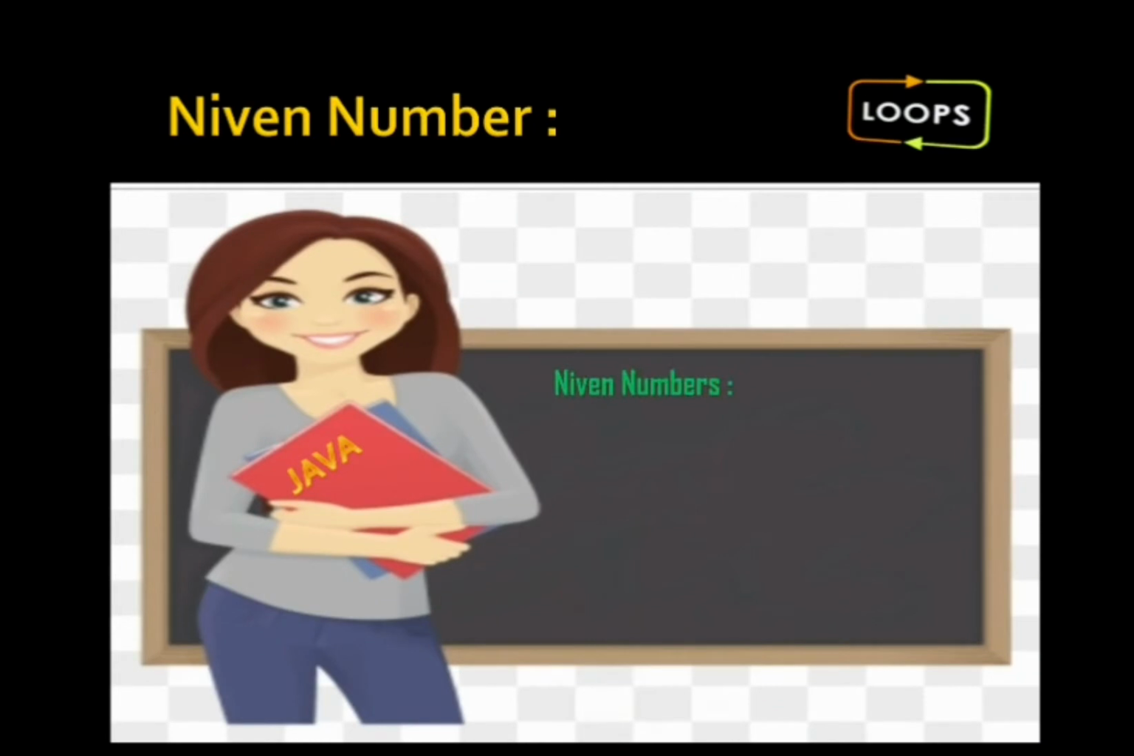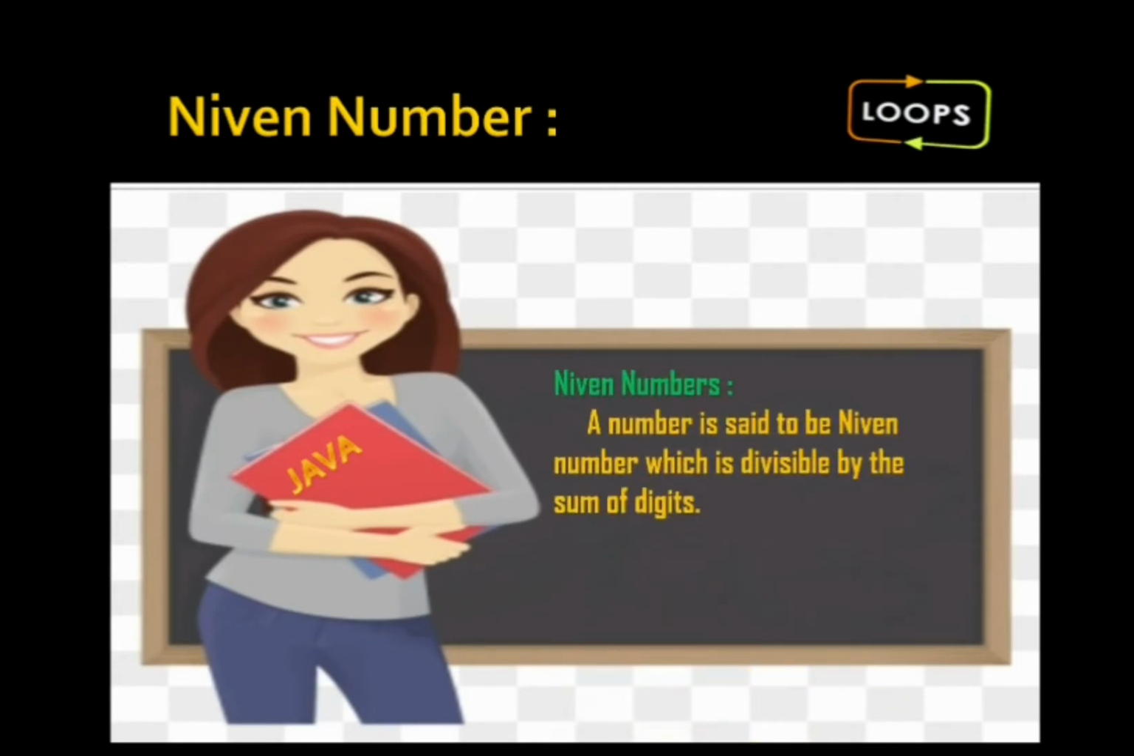A Niven number is basically a number which is divisible by the sum of its digits. For example, if I'm taking 126, the sum of digits is 9. 1 plus 2 plus 6 is 9. And 126 is divisible by 9.